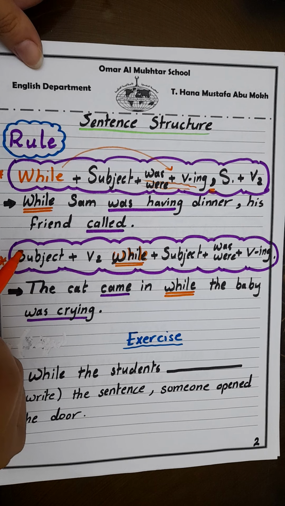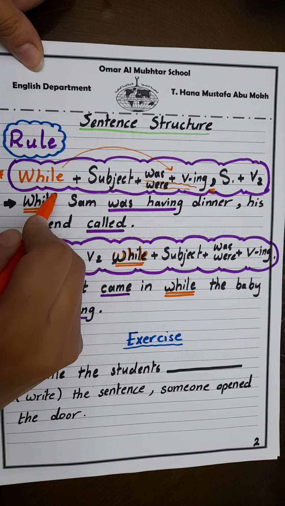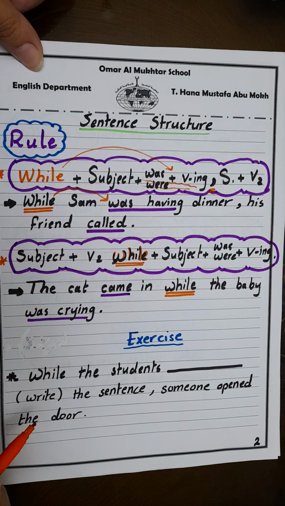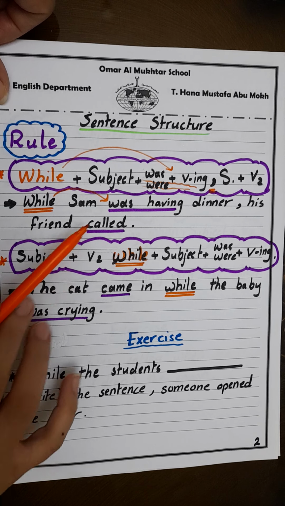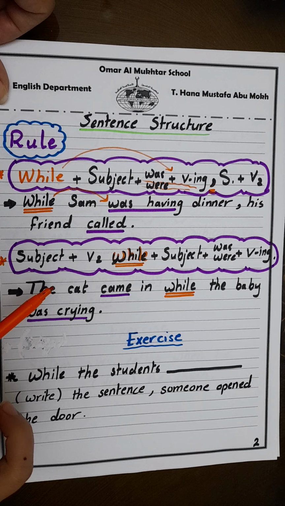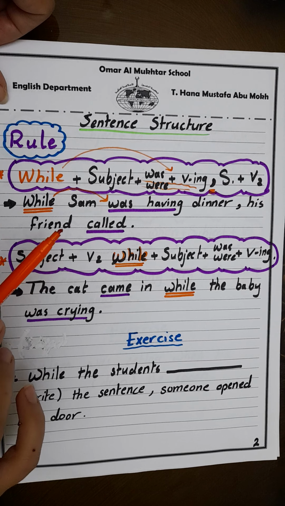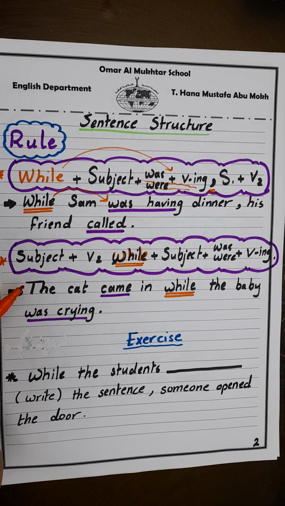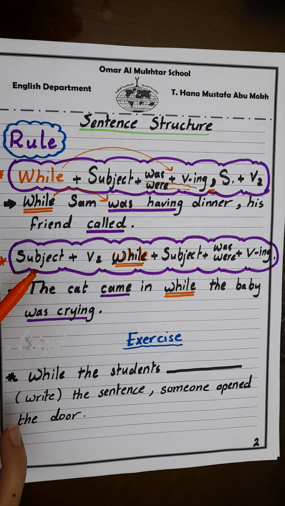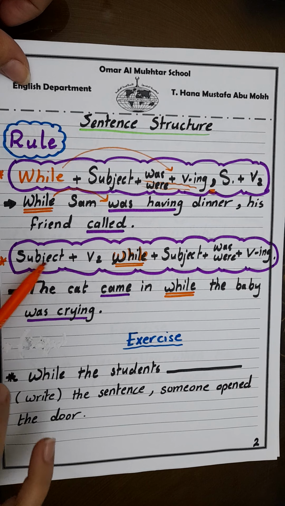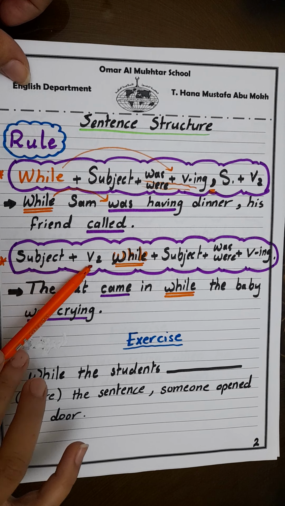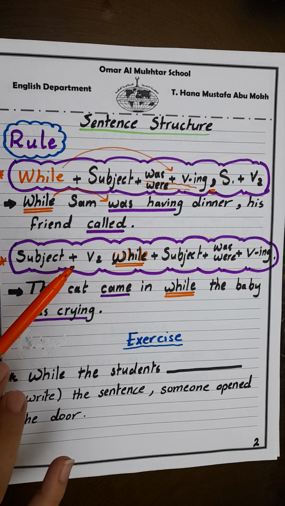While Sam was having. So after while, what comes? was having, was with verb ing. Okay, his friend called. The second part is verb to. Clear? Okay. Now the other form of it: I start with subject and verb to. I start with the sudden action, the second event, the past simple event.